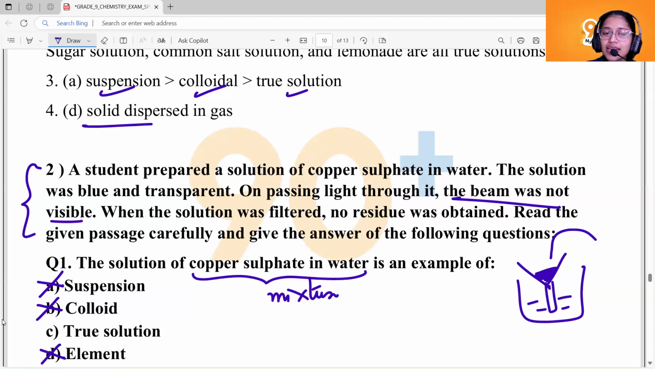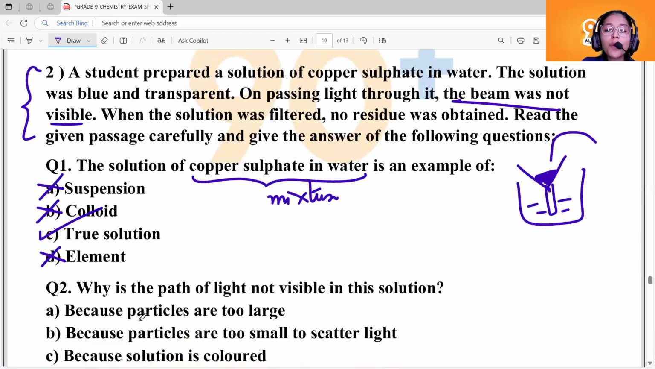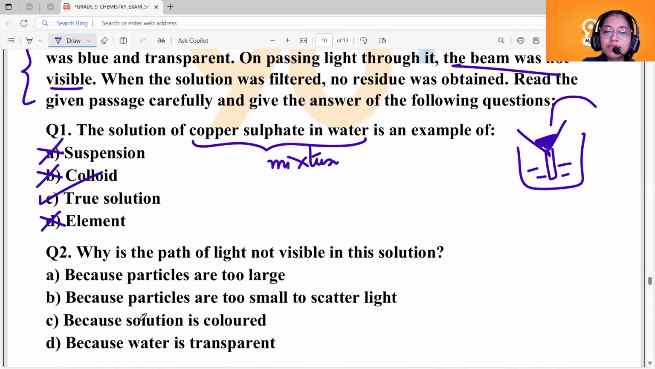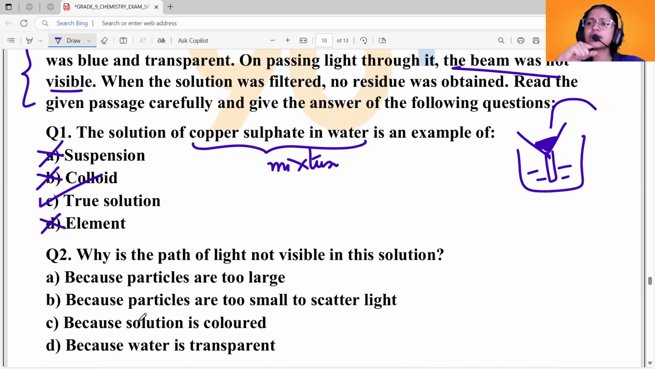So what is the correct answer? A solution of copper sulfate in water is an example of a true solution. Why is the path of light not visible in this solution? Why is the Tyndall effect not shown? Why can't we see the Tyndall effect? Because particles are too small to scatter light. For particles to scatter light, they must fulfill a size criterion.